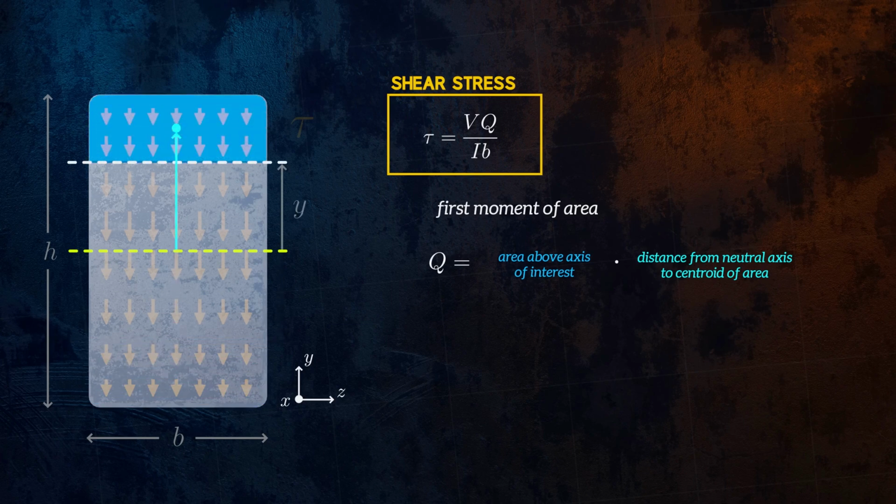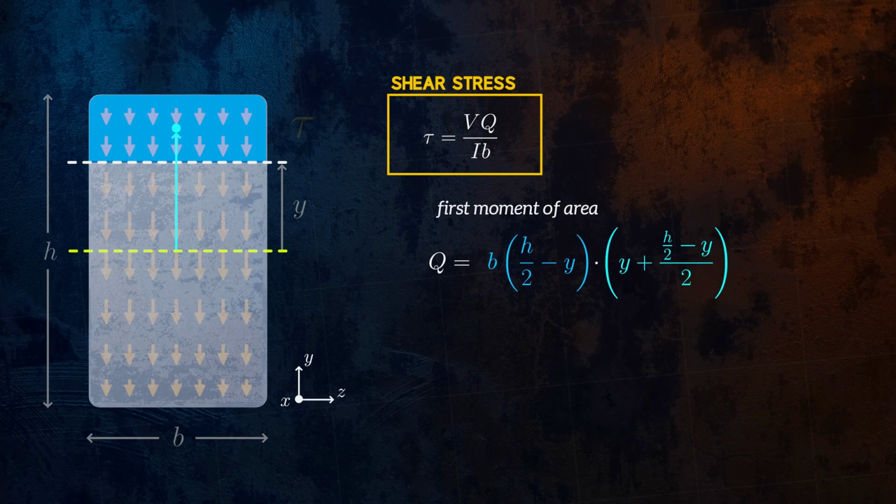the neutral axis, we multiply the area of the blue rectangle above the line by the distance from the neutral axis to the centroid. Doing this calculation gives us an equation for Q as a function of the distance y from the neutral axis for a rectangular cross-section. And so we can obtain an equation which describes how the shear stress varies with distance from the neutral axis.